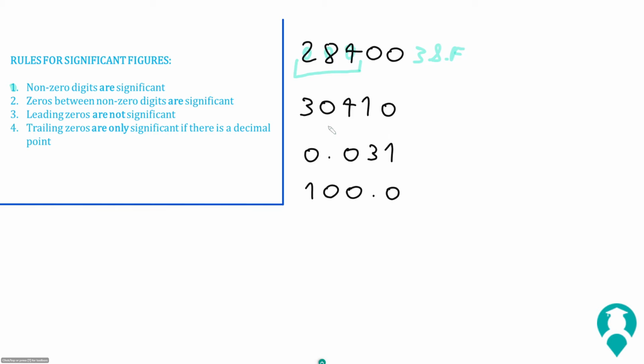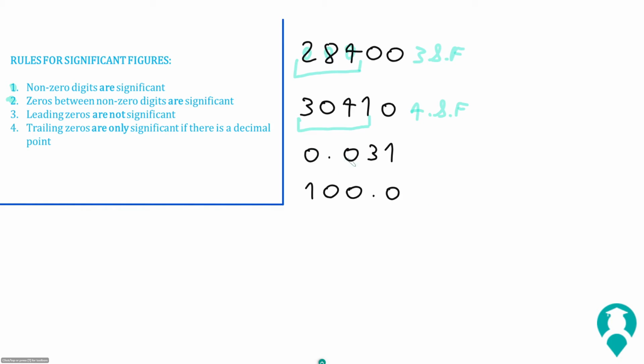Now for our second number, let's use our first rule again. We know 3, 4, and 1 are significant, and actually this 0 in between the 3 and 4 is significant too, because of our second rule. We need to remember zeros between non-zero digits are significant. So these four numbers are significant here, and that means our overall number is given to four significant figures.